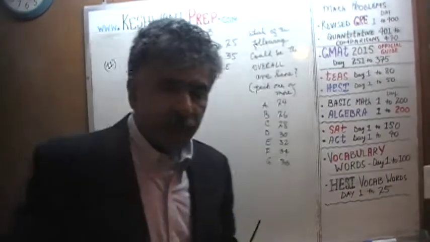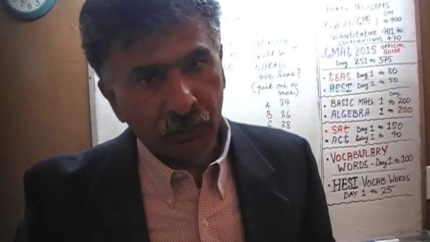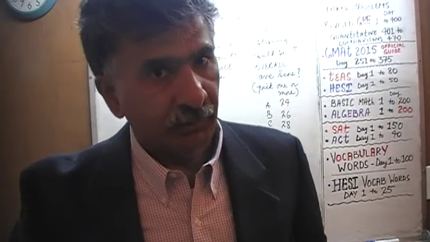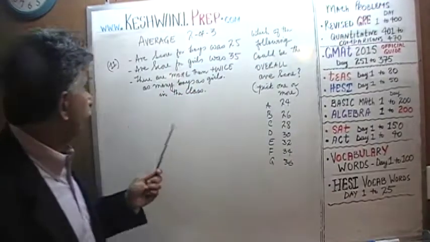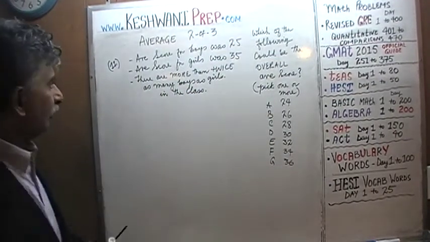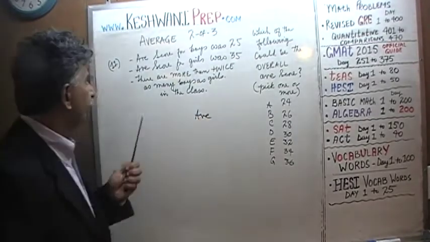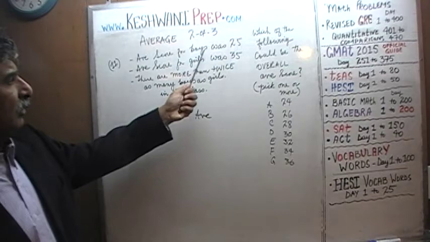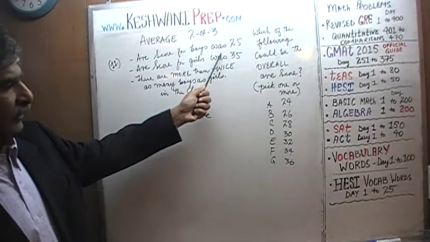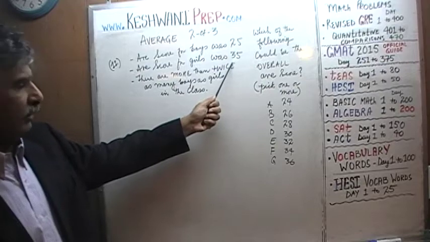After we have read the problem, pause the video, do the problem yourself as always, and then compare your work with the work that we'll do together in a few seconds' time. Here we go. It says the average score, this is how I abbreviate average, A-V-E, average score for boys was 25 on the exam. Average score for girls, we are told, was 35 on the given exam.